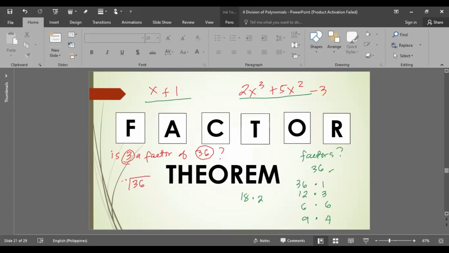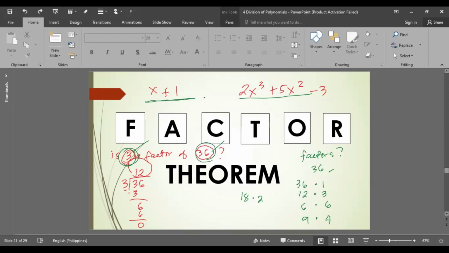36 divided by 3. So let's do the long division method. 3 divided by 3, we get 1. 1 times 3, 3. Then perform subtraction here. We get 0. Bring down 6. 6 divided by 3 is 2. 2 times 3, 6. Then we get 0 here. So since the quotient doesn't have a remainder, then we can say that 3 is a factor of 36. So that's how we check whether a certain number is a factor of a given number.